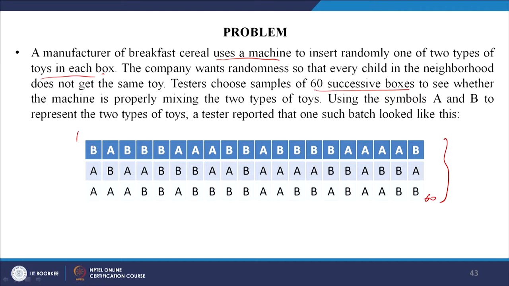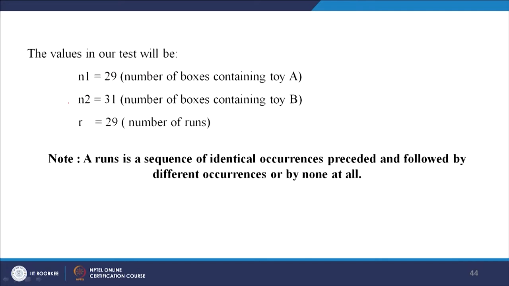So, 1, 2, 3, 4, 5, 6, 7, 8, 9, 10, 11, 12, 13, 14, 15, 16, 17, 18, 19, 20, 21, 22, 23, 24, 25, 26, 27, 28, 29, 30, 31. So, you can see, N2, that is B, is 31 and N1 is obviously 60 minus 31, which is 29. So, what is the R?